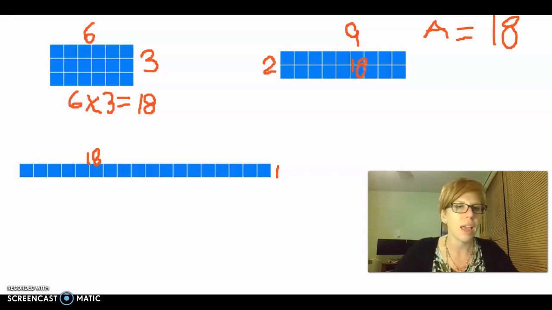Go ahead and put your little cubes back in the baggie. Put the baggie back on the shelf, and let's go on to the next step in your pathway.